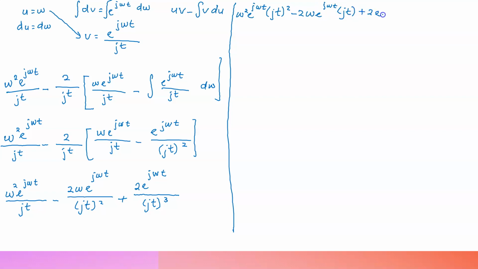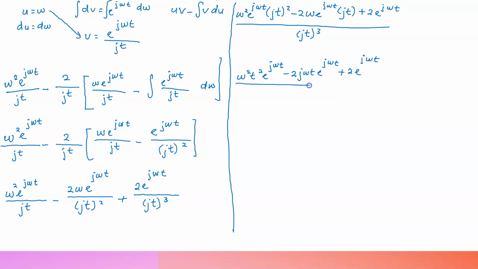This one remains as it is, 2e^(j omega t), divided by (jt) cube. And we know j square is minus 1, so this simplifies to omega square t square e^(j omega t) minus 2j omega t e^(j omega t) plus 2e^(j omega t), over jt cube.